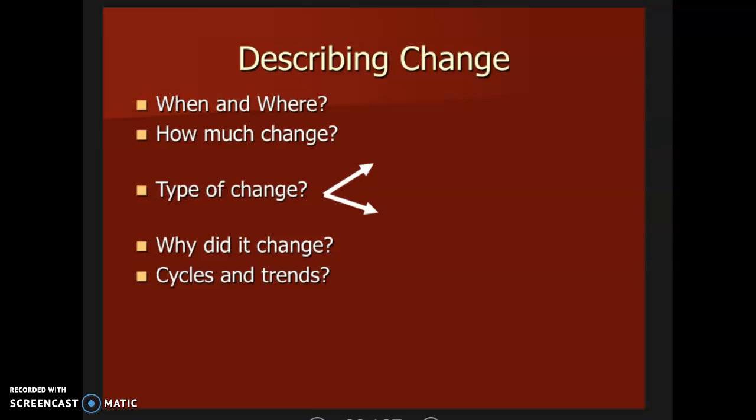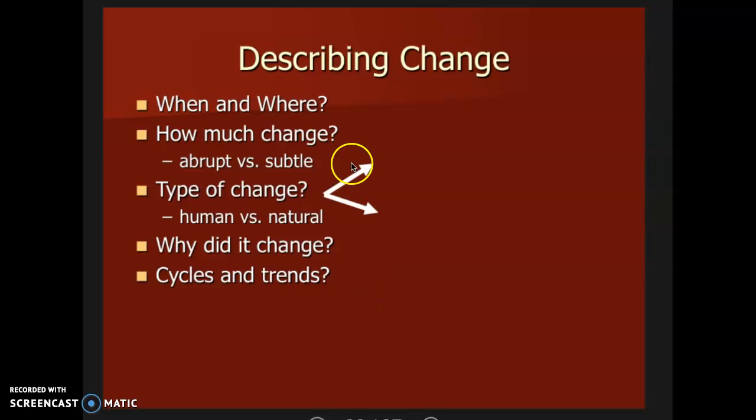You have to look at type of changes, such as, is it human or natural? Also with how much change, is it abrupt or is it subtle? So an abrupt change would be like a natural disaster. Subtle change would be creep and development over a few decades. The type of change, is it human or natural? Why did it change? And are there cycles and trends you can identify?